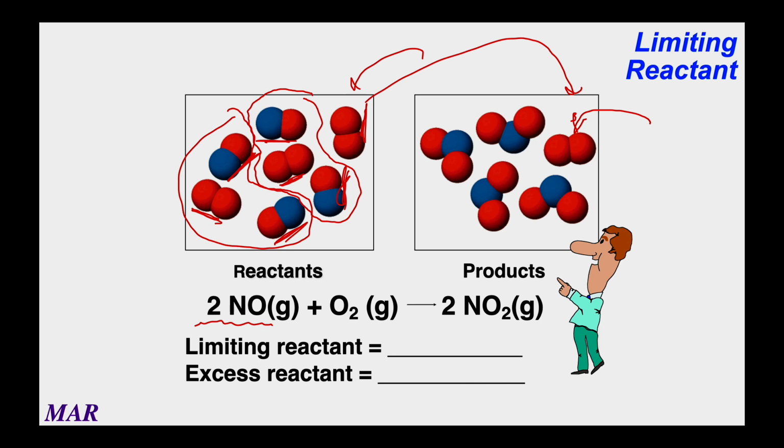So all of the NO was used up in this reaction. There's no more left over. And if it's not left over on the product side, that means it's the limiting reactant.